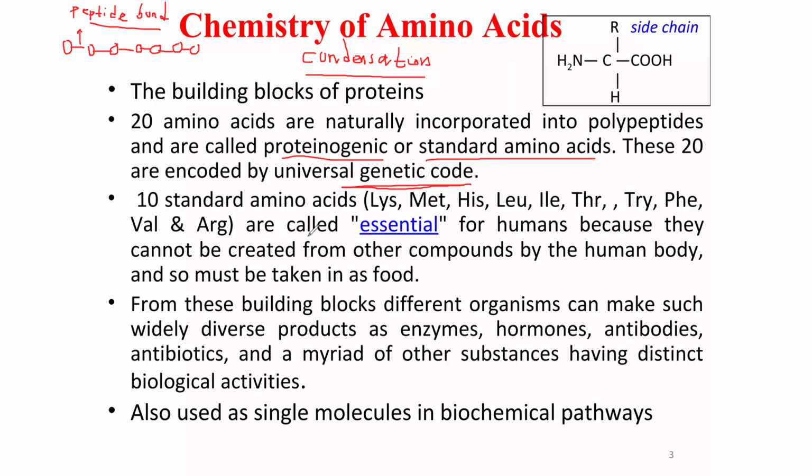And then most of these proteins, or most of these building blocks, are used in the synthesis of a variety of different products. These different products include enzymes, hormones, antibodies, antibiotics, as well as a myriad of other substances having distinct biological activities.